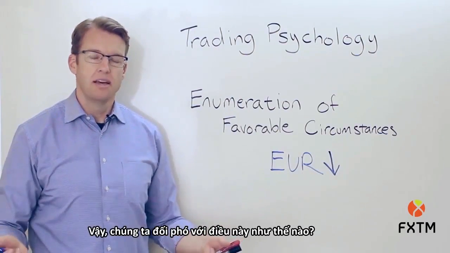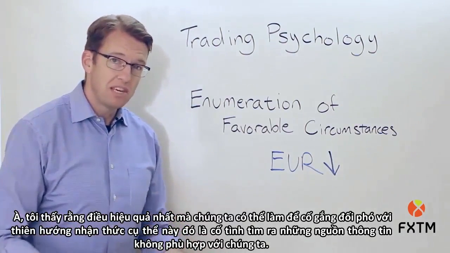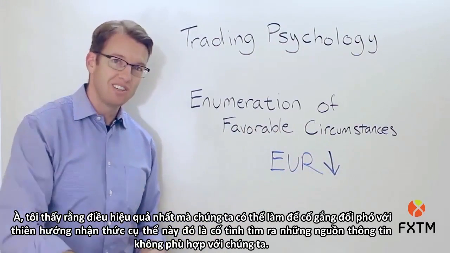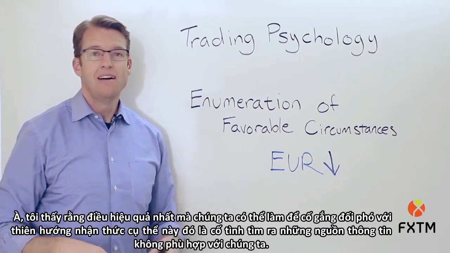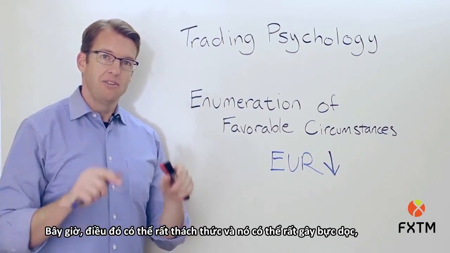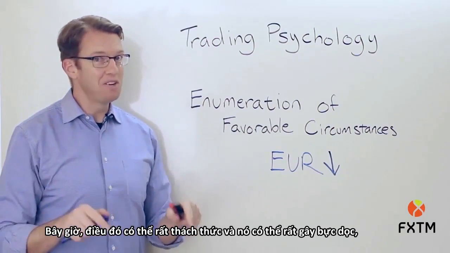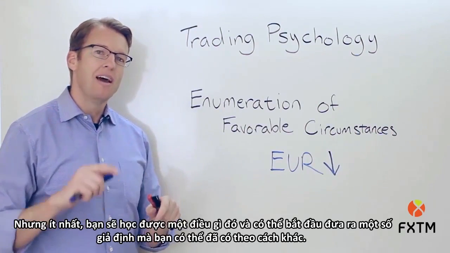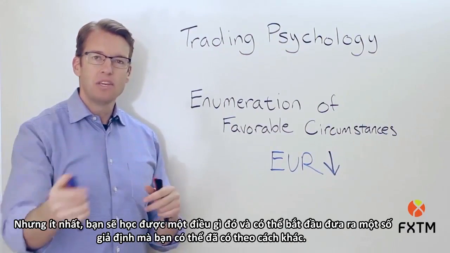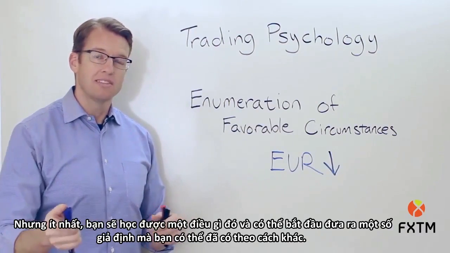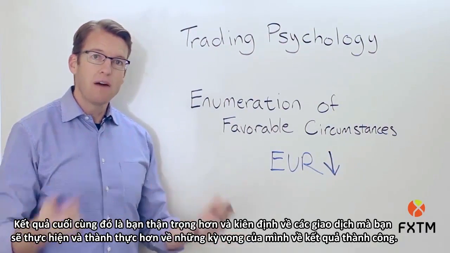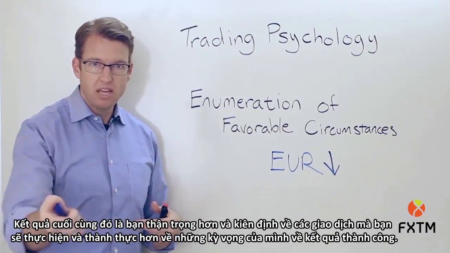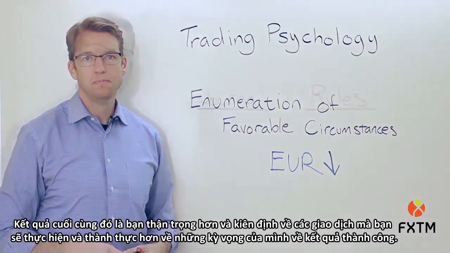So how do we deal with this? Well, I find that the most effective thing that we can do to try to deal with this particular cognitive bias is to intentionally seek out sources of information that disagree with us. Now, that may be challenging and it can be very frustrating, and you don't have to wind up agreeing with them, but at least you'll learn something and can start to temper some of the assumptions that you might have had otherwise. The net result being that you're more thoughtful and consistent about the trades that you're taking and more honest about what your expectations are for a successful outcome.